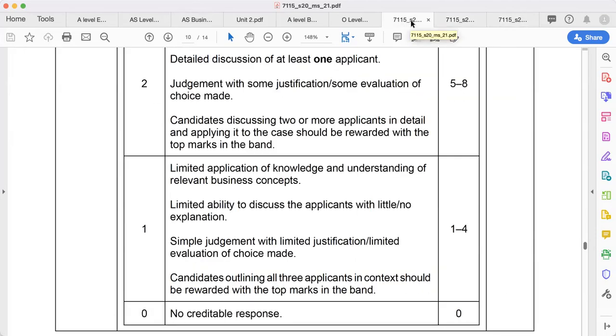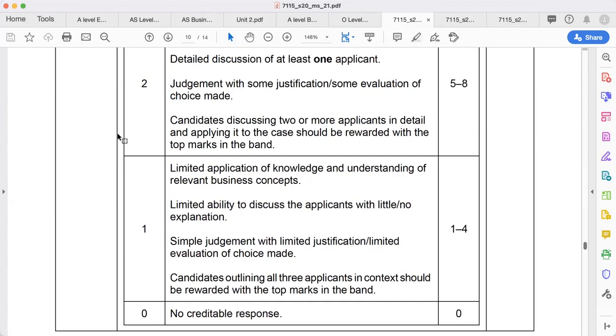And similarly, some people still think that if they give evaluation, they move to level 3. No, if we give simple judgment with limited justification, without any comparisons, because when we were solving 6 marks questions, I told you that in the evaluation, until and unless we compare the data, we do not score full marks. So when it comes to level 1, even if you have given simple judgment in the recommendation without any justifications, sometimes with limited justifications and limited evaluation of choice made, you will only score level 1 marks, and level 1 marks will be 1 to 4 marks.